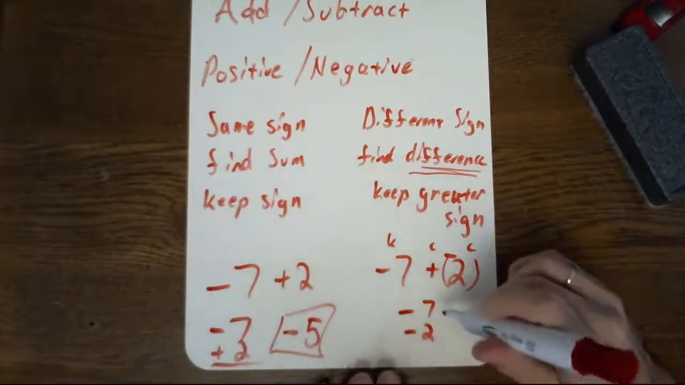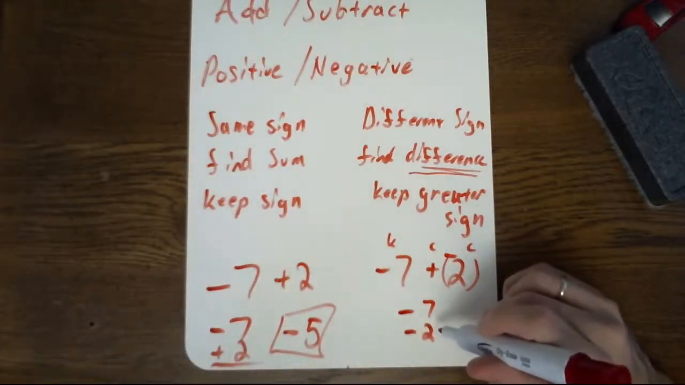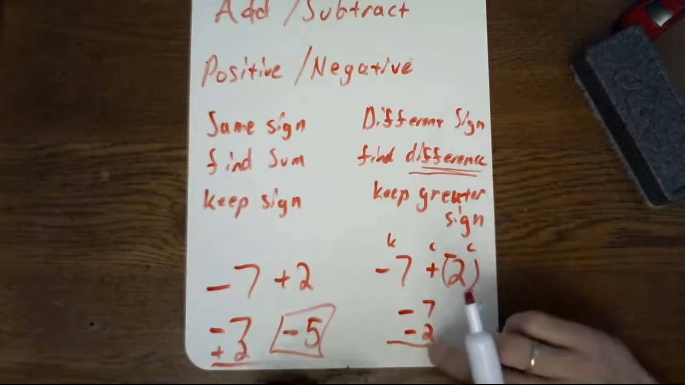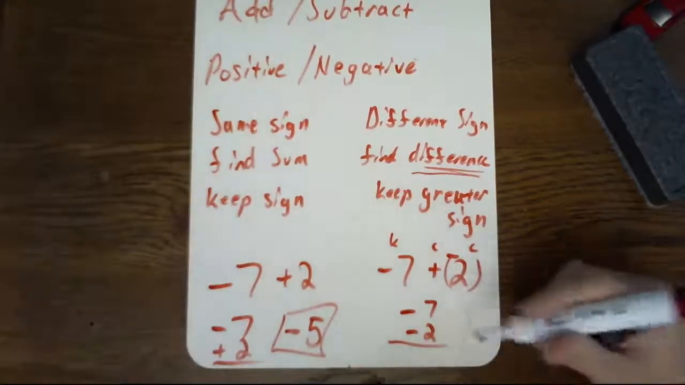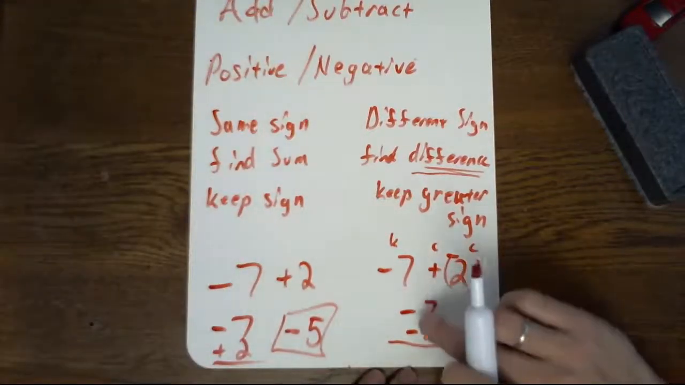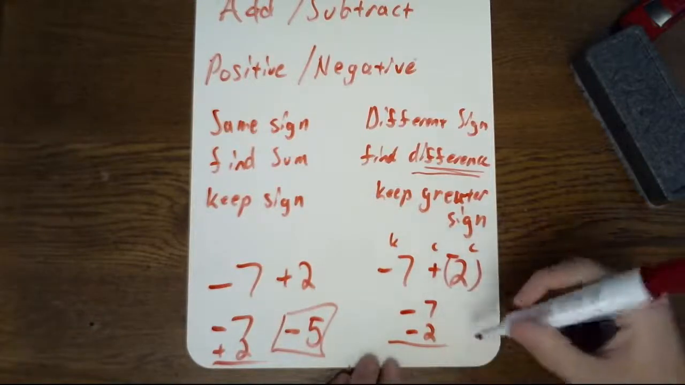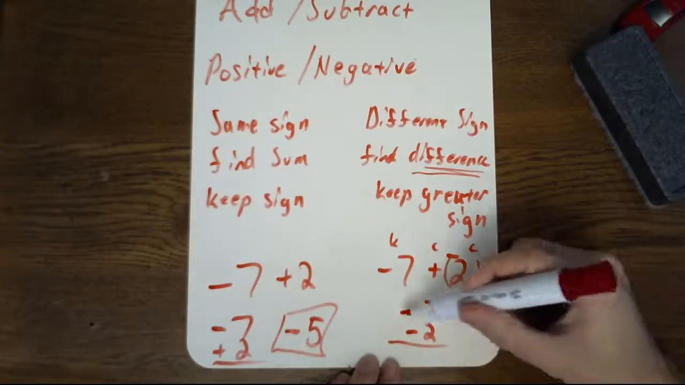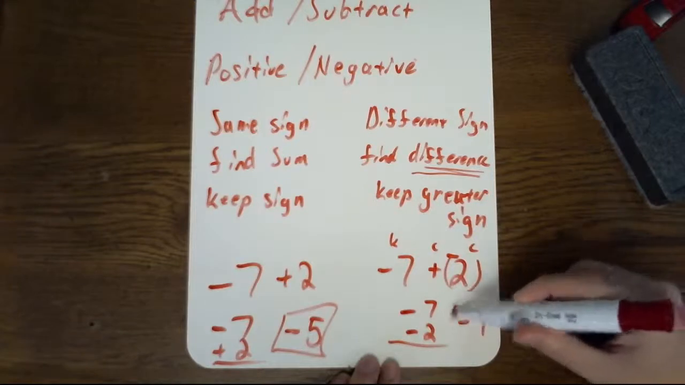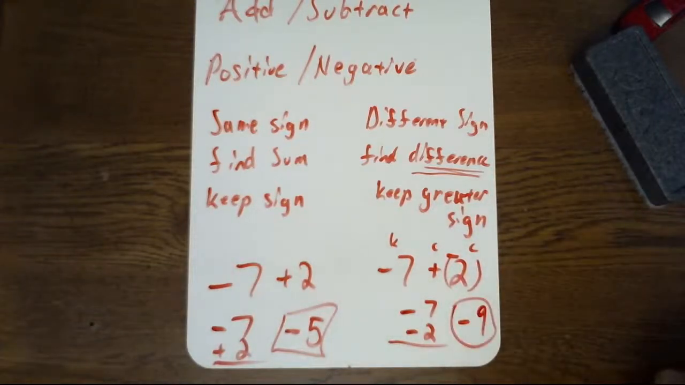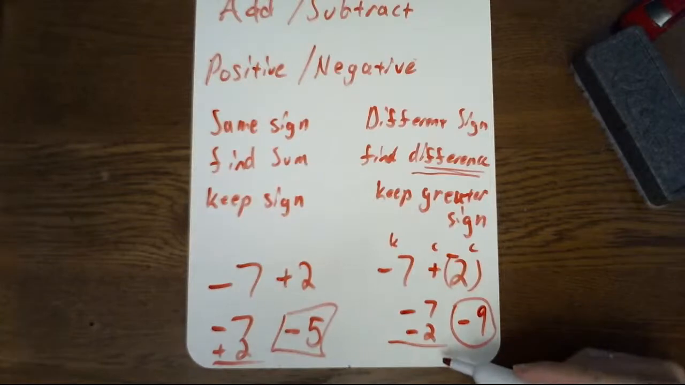So if I have negative 7 and I'm taking away 2, they're both the same sign. Same sign, find the sum, keep the same sign. So add them together. Both negative. What is 7 plus 2? Well, it's 9, but both are negative, so your answer is going to be negative. And I ran out of room at the bottom, so I couldn't stack them vertically.